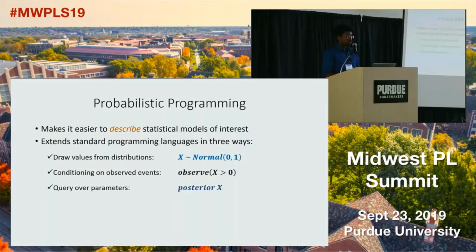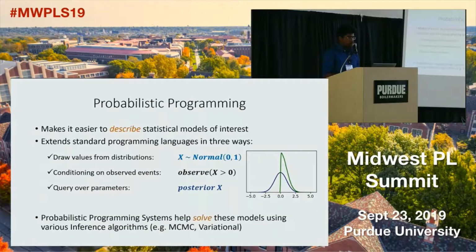And you can also issue several queries over the parameters. For instance, you can query for the posterior distribution of x. If you look at the figure on the right, the line in blue is the initial distribution of x, and the line in green is the posterior distribution of x given the observation that x is more than 0. Probabilistic programming systems help us solve these kinds of models using various inference algorithms, for instance, MCMC sampling or variational inference.